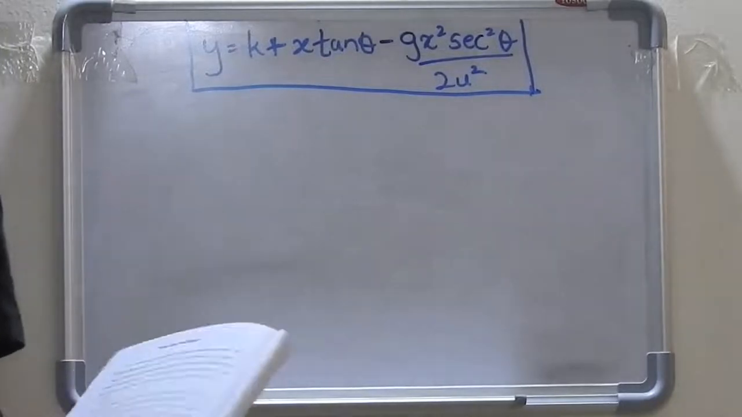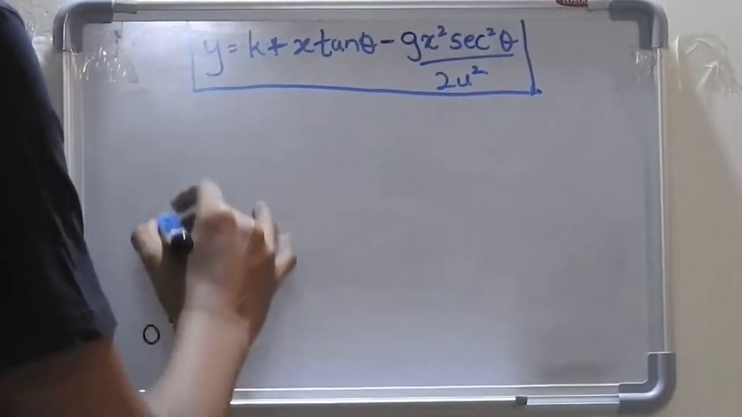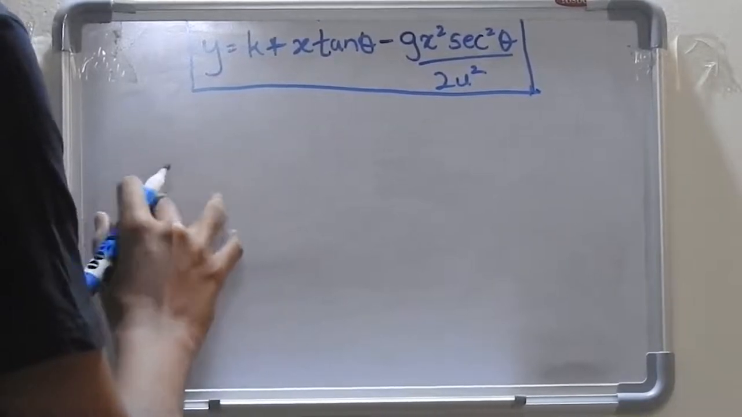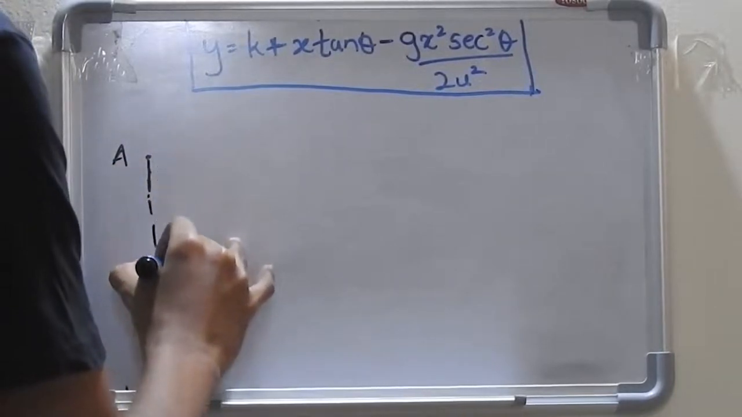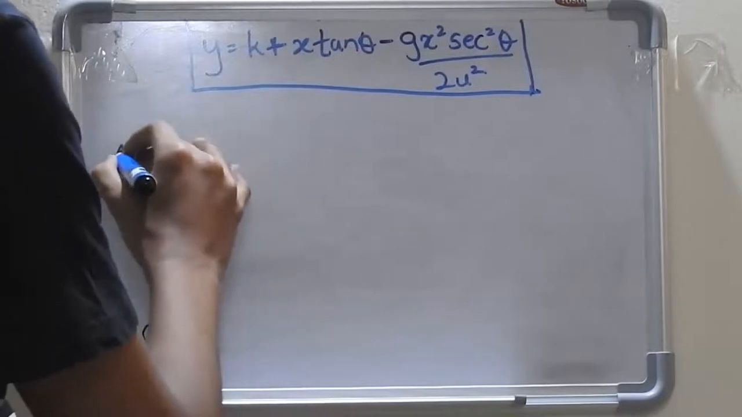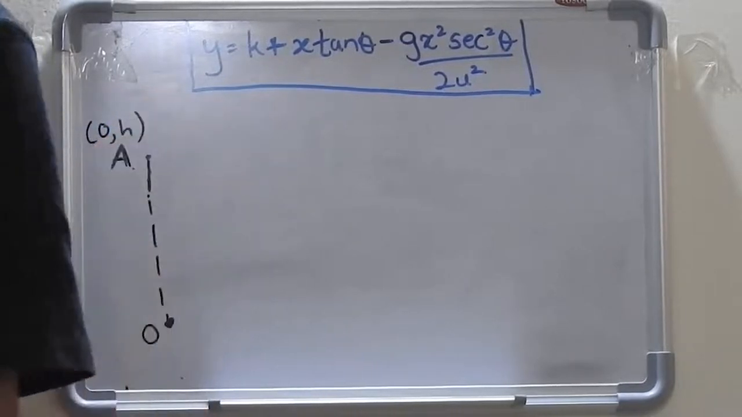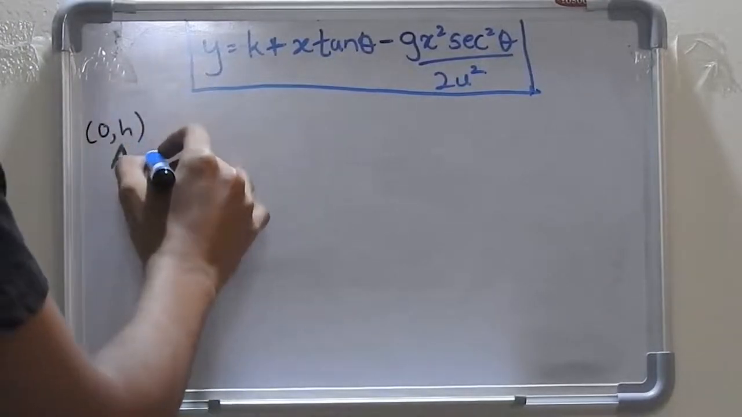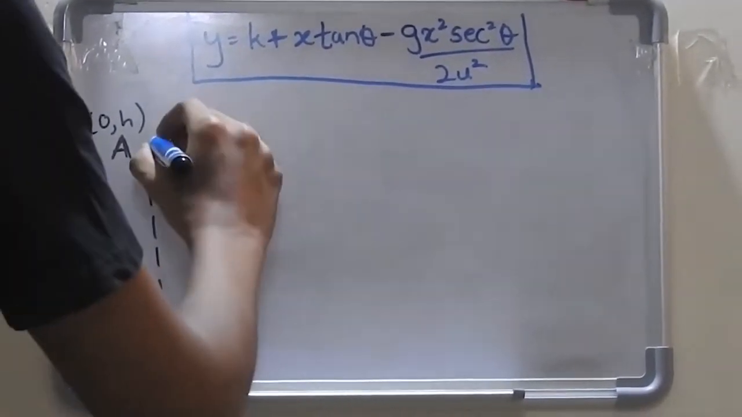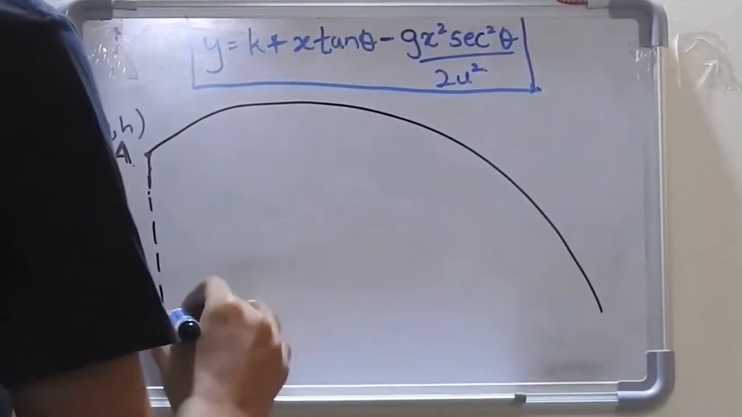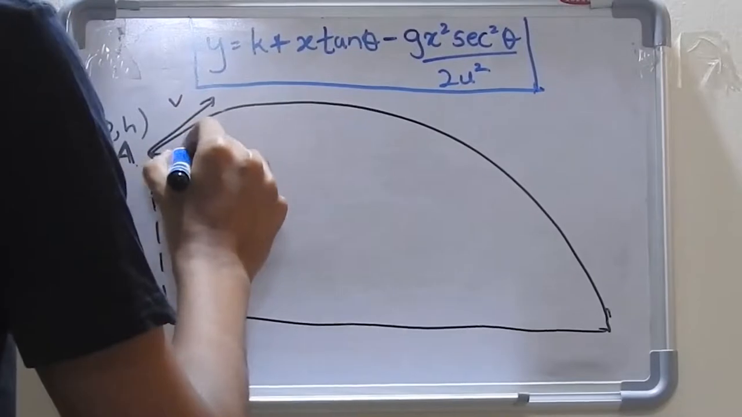If you take a vertical plane with a Cartesian system with an origin O, point A will be at a height h. Let's mark the coordinates as 0 and h. H is positive, so that's why we are taking it upwards. So the particle P is projected from point A with a velocity v at the angle alpha to the horizontal.